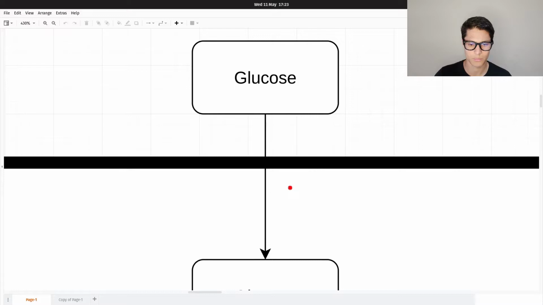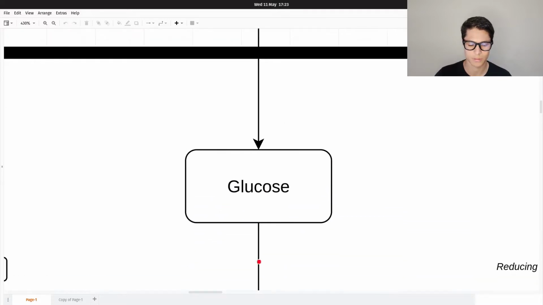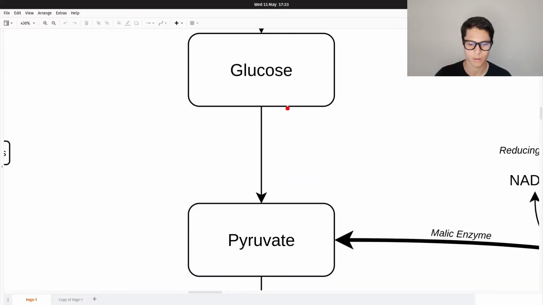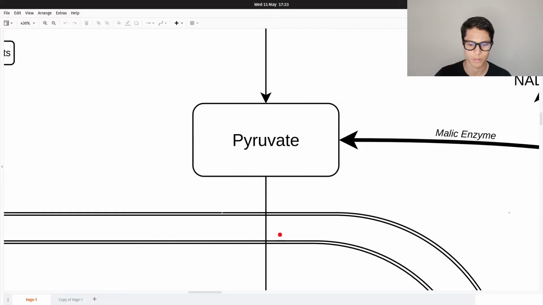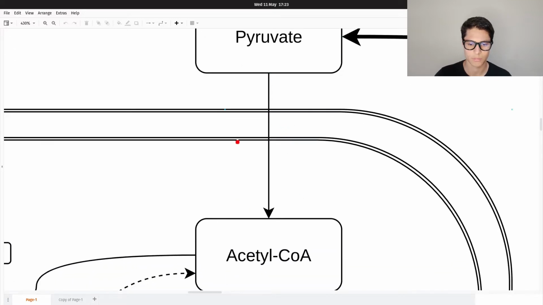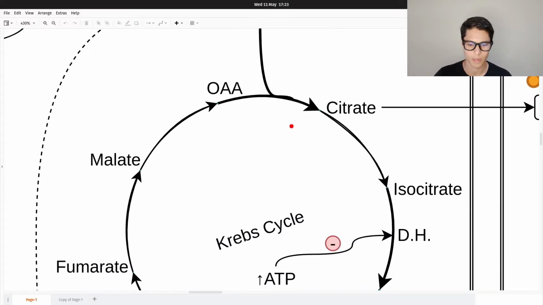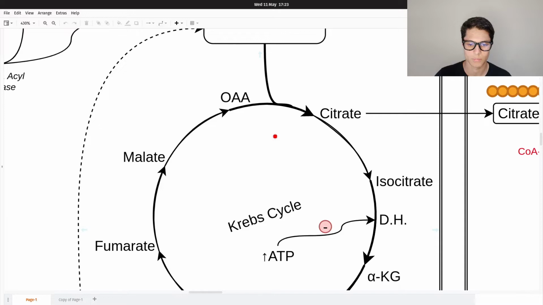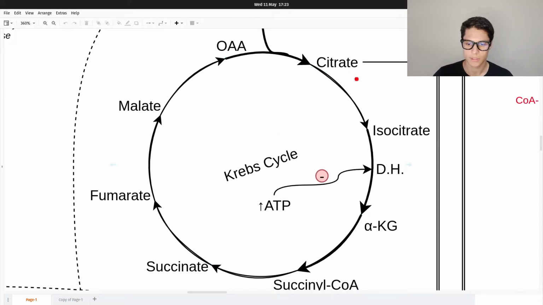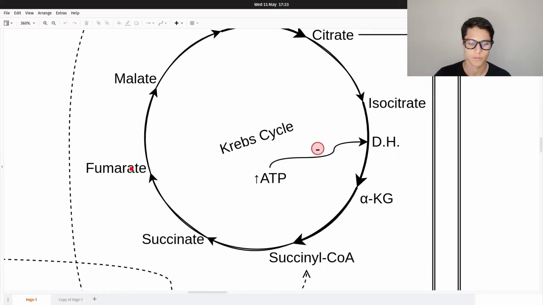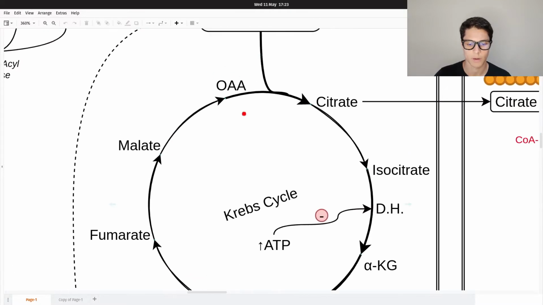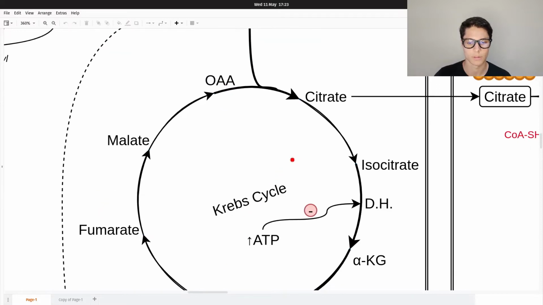As always, do you remember glucose from glycolysis? This is a recap from glycolysis to pyruvate. Pyruvate gets inside the mitochondrion, becomes acetyl-CoA, and then we get the Krebs cycle. Do you remember that? Citrate to isocitrate to alpha-ketoglutarate to succinyl-CoA to succinate, fumarate, malate, and oxaloacetate. This is the Krebs cycle.